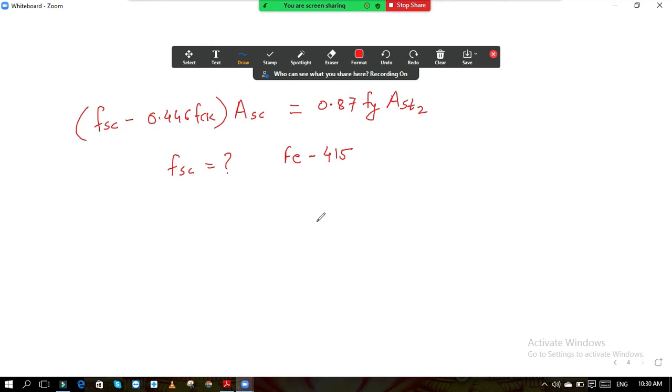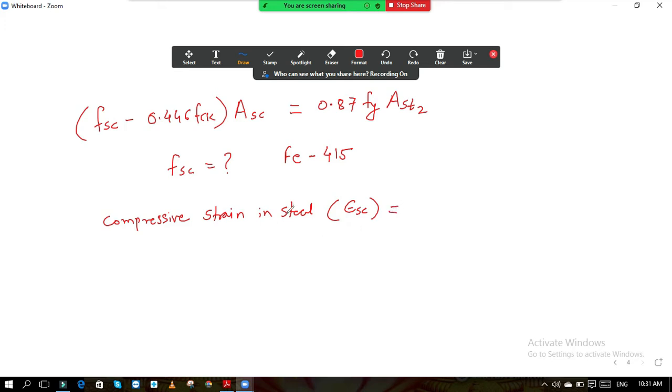So to calculate the value of Fsc we need to refer to the table which I gave you in the last lecture. First of all we need to calculate the strain. So I will write here compressive strain in steel, that is epsilon sc. What is the formula for this?